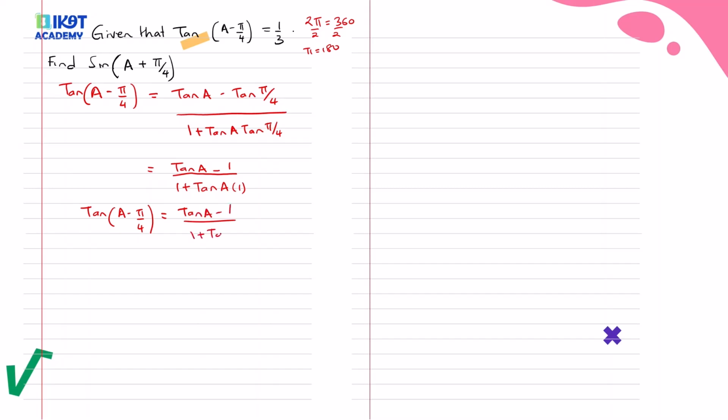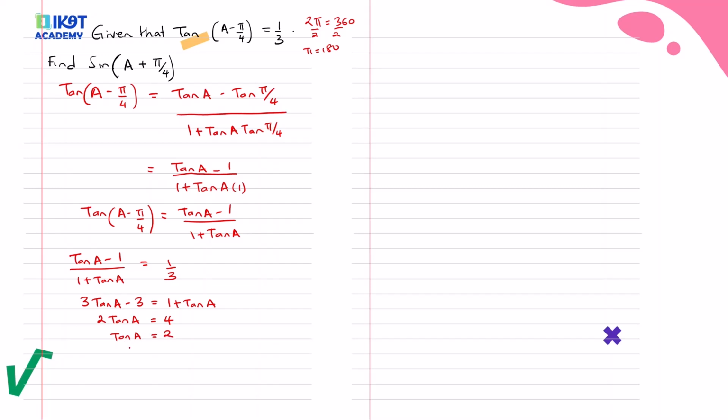So we shall say tan a minus pi out of 4 is equal to tan a minus 1 out of 1 plus tan a. But we said this is equal to a third, so we can just equate that and say tan a minus 1 out of 1 plus tan a is equal to a third. Multiplying across, we have 3 tan a minus 3 is equal to 1 plus tan a. We bring this side, so we have 2 tan A is equal to 4. So tan A is equal to 2.